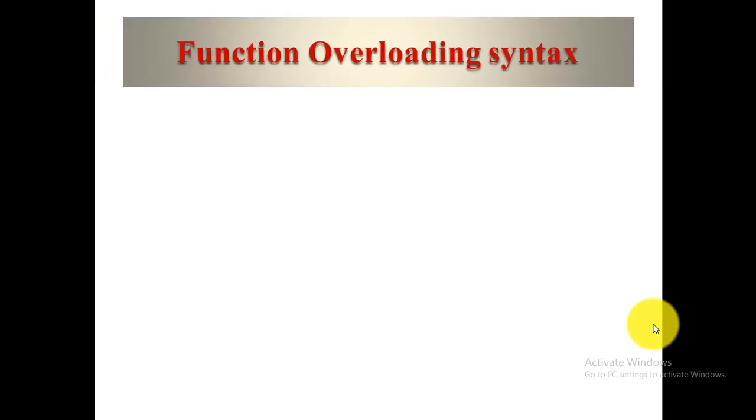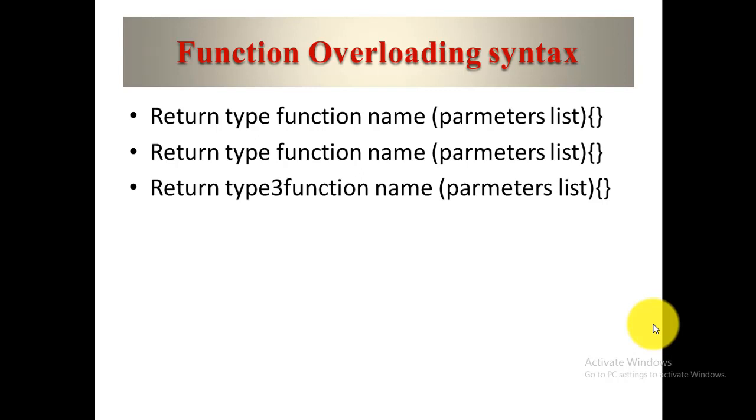So what is the syntax of function overloading? First we have to define the return type and then the function name, and after that, in the parentheses, there would be a parameter list. For example, there are three different functions, all with the same return type and function name, but the difference would be in the parameter list. Maybe one function has one parameter, another function has two parameters, and the third function may have three to four parameters. We differentiate between all these functions on the basis of the parameter list, because their name is the same.